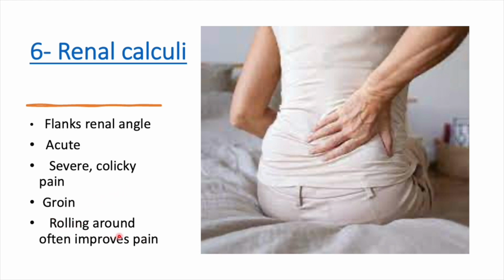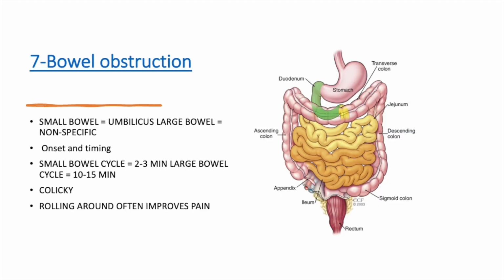Rolling around often improves the pain. So the patient will be usually restless and they will be moving around. So that is a characteristic pain of renal colic. This may be associated with hematuria or difficulty in passing urine also. So these are the additional points to be asked about.